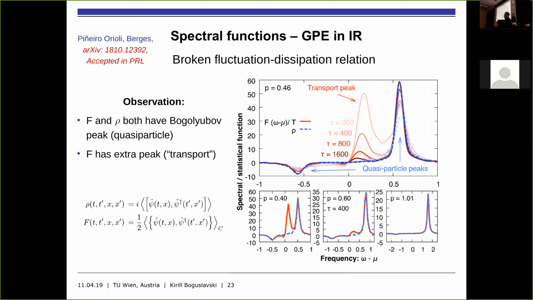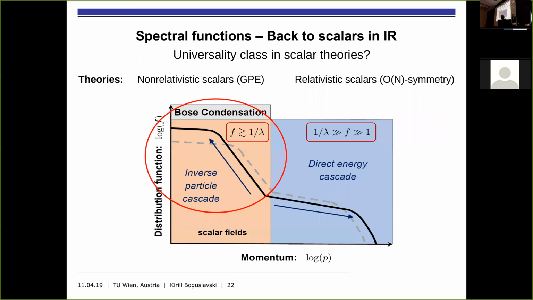Two different systems, two different things, right? So first of all, it's broken. You see this transport peak at low momenta for the statistical function, and this is the dominating part of this infrared region.